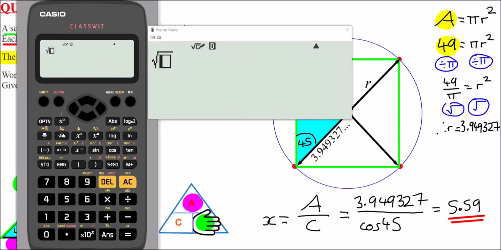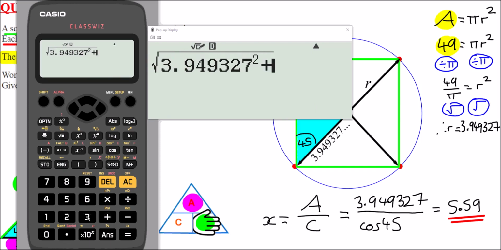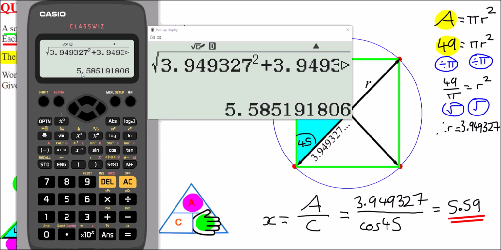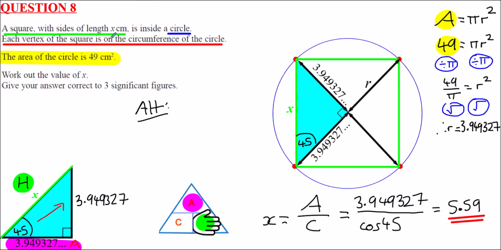So using Pythagoras, I could have just done 3.949327 squared for the opposite plus that same value again for the adjacent, because the shorter sides are both the same, they're both this radius. So one side squared plus the other side squared, all square rooted to find the hypotenuse. Again, you would find, using Pythagoras instead, it is 5.59, which the final answer therefore is 5.59 centimetres. Whether you use Pythagoras or trig, 5.59 is the final answer to that one.